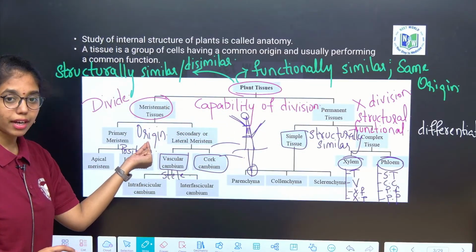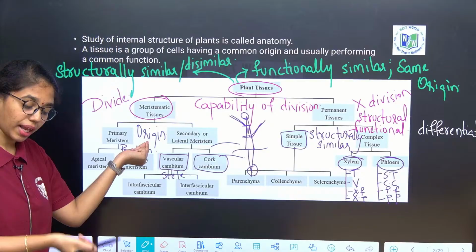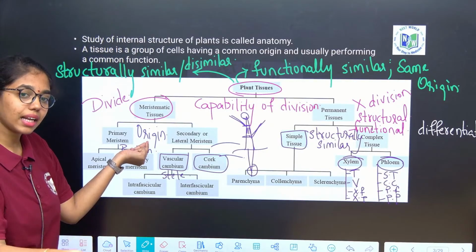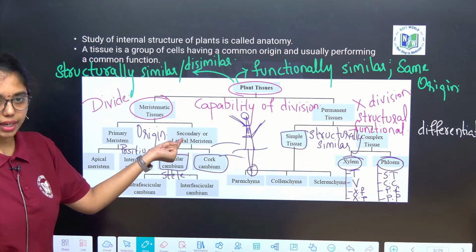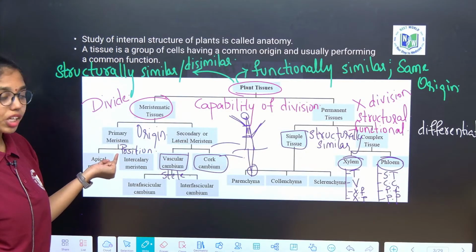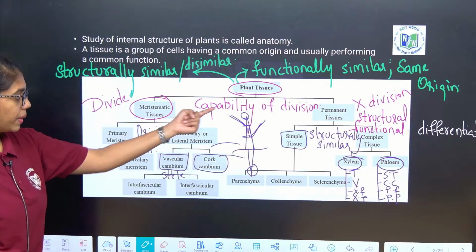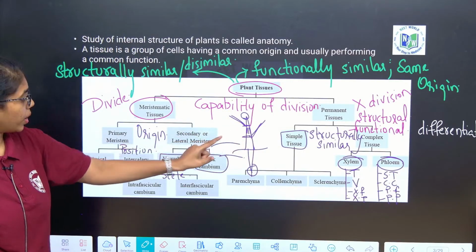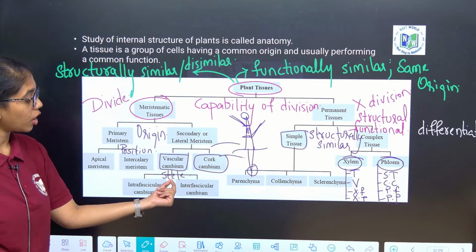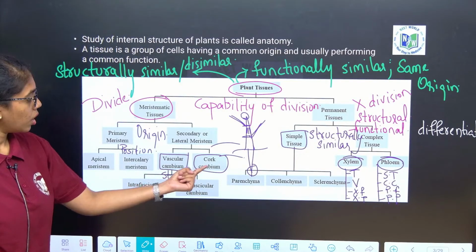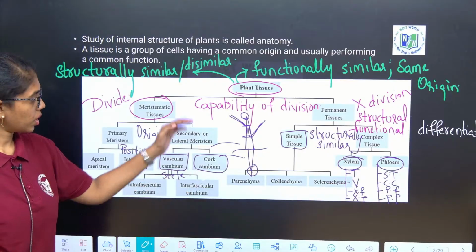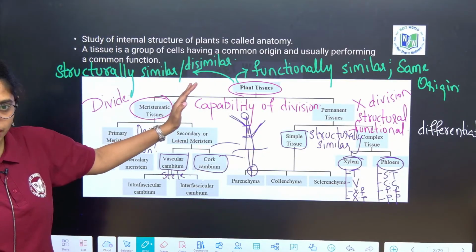Meristematic tissues, based on their origin, whether in the primary plant body or secondary plant body, are differentiated into primary meristems and secondary meristems. Primary meristems, again based on position, are apical and intercalary. Secondary meristems, based on location, are vascular cambium in the stellar region and cork cambium in the cortex region. Completely aware of the meristematic tissues, right?